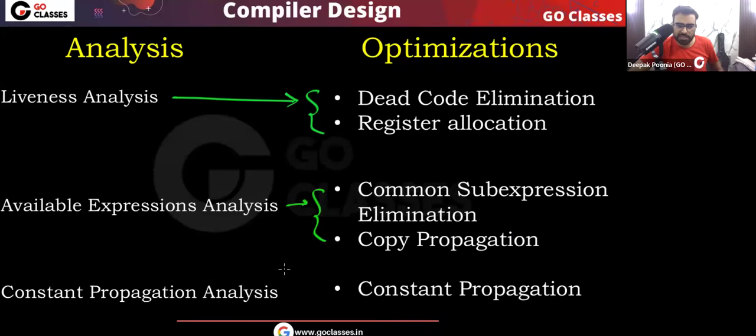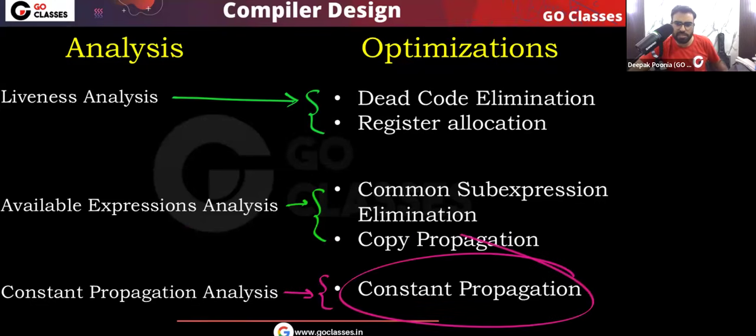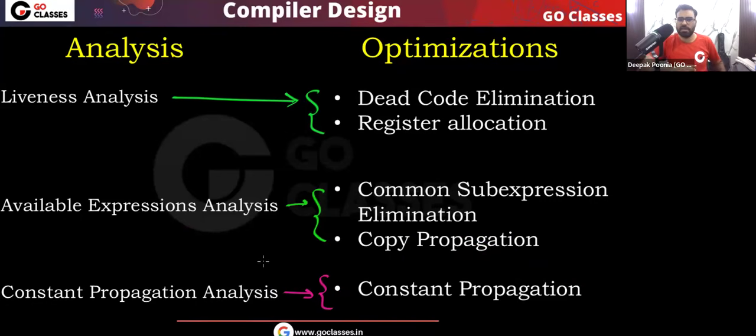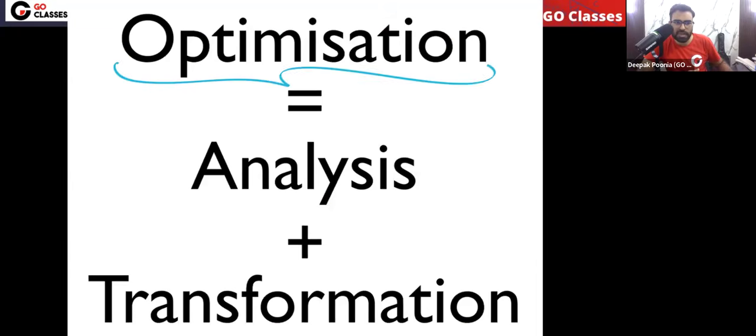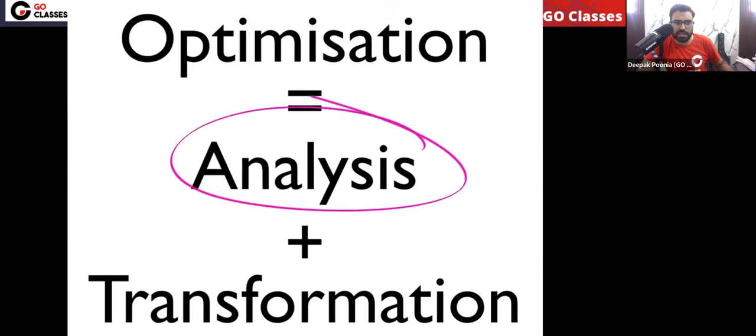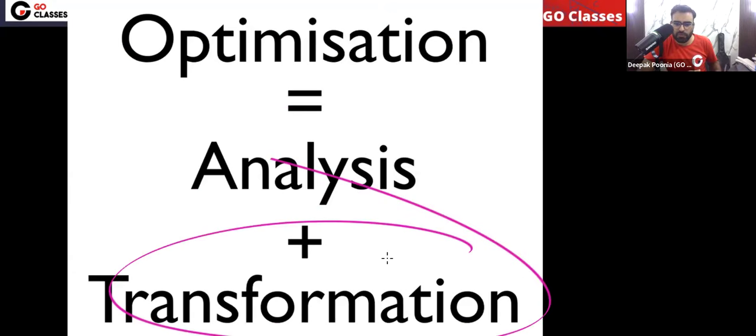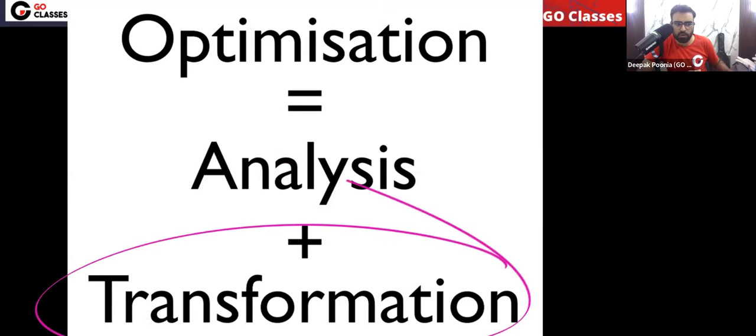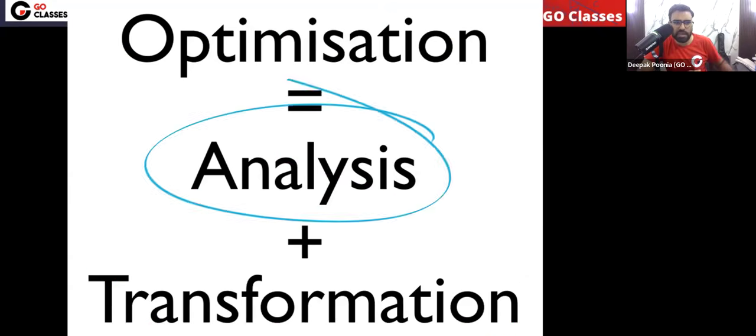And there is another analysis, that is constant propagation analysis. With this analysis we can perform this optimization, that is constant propagation. I hope you understood this point. The point is very simple: optimization has two things, analysis and transformation. Before performing the transformation, before performing the optimization, first we will do the analysis.